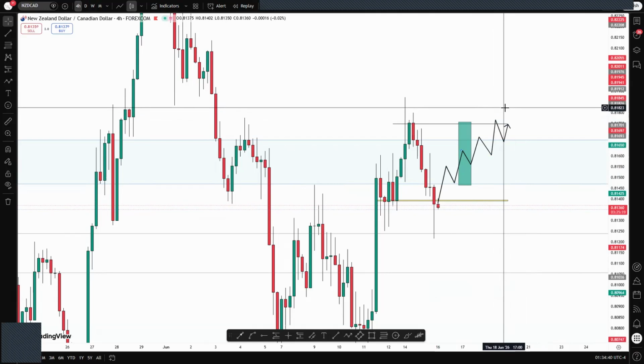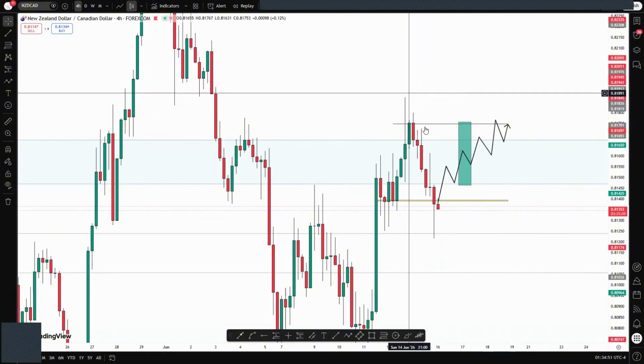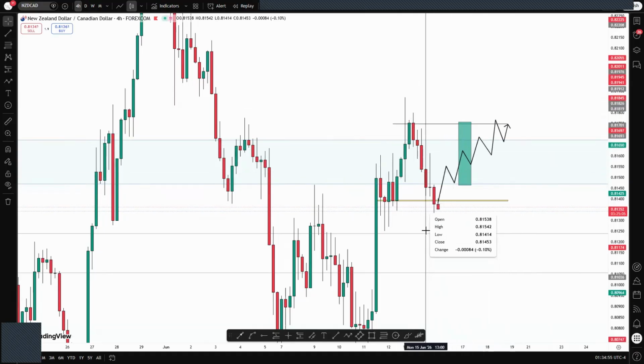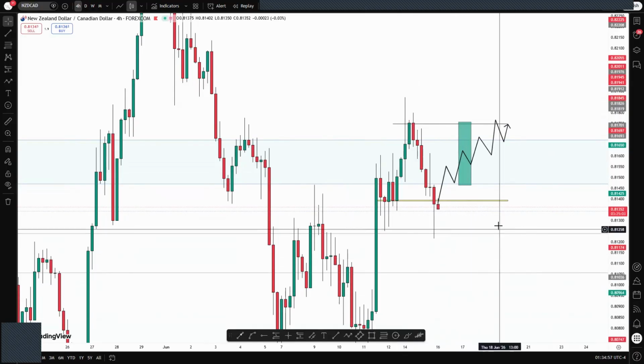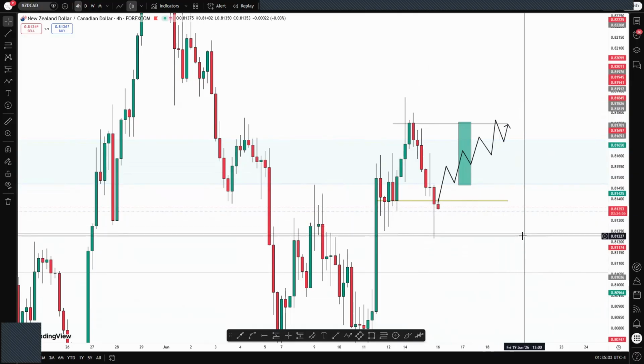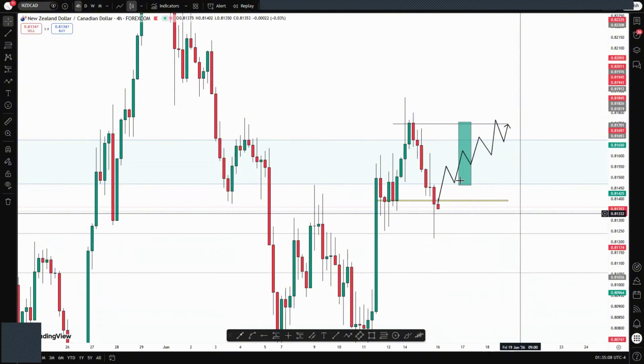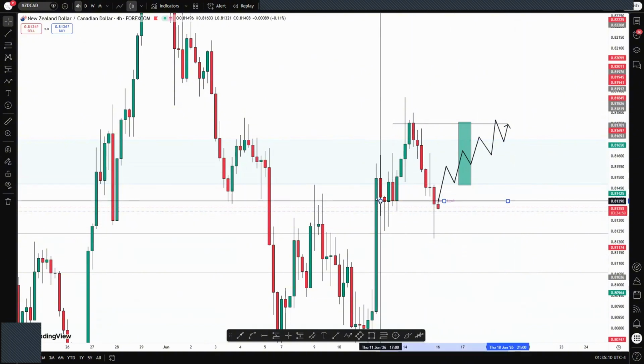So the next thing is we just wait for price to go bullish. That's the only thing that's there now. We can't do anything. And if price doesn't go bullish, this means that USD NZD will sell. You see? Here.